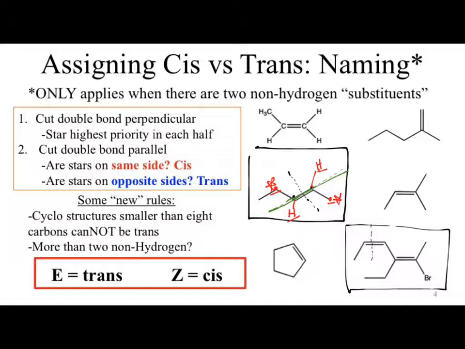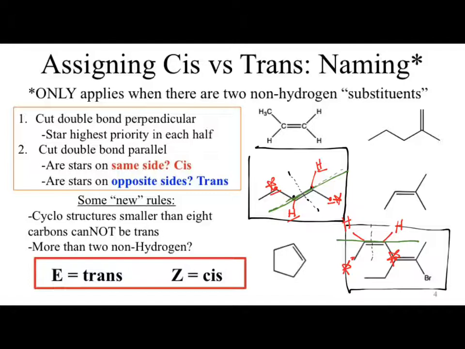We go through and evaluate our differences. One side of the double bond, we've got hydrogen versus carbon. Which one has a higher atomic number? Our carbon. We can star. Go to the other side. Hydrogen versus carbon. Carbon, we star. Cut our double bond in half. Now parallel to the bond, where are our stars? Same side of that line. We'll refer to it as cis or Z.